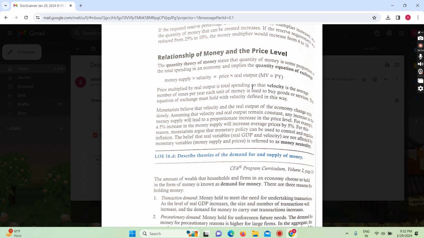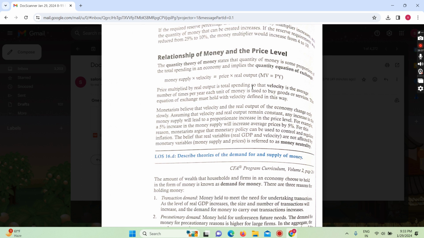Assuming that the velocity and the real output remain constant, any increase in the money supply will lead to a proportionate increase in the price level. For example, a 5% increase in the money supply will increase the average price by 5%. If there is a 5% increase in the money supply, the average price will increase by 5%.